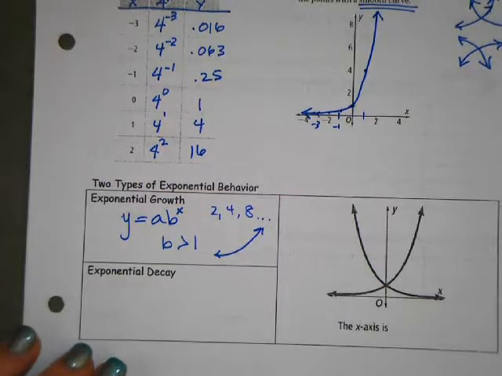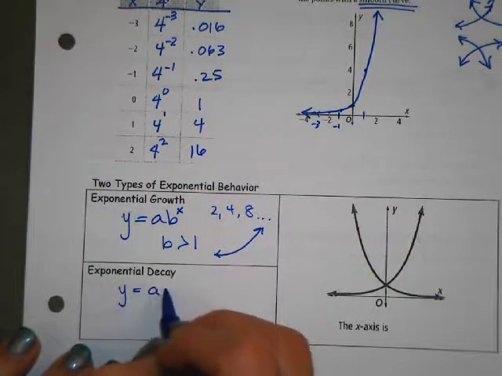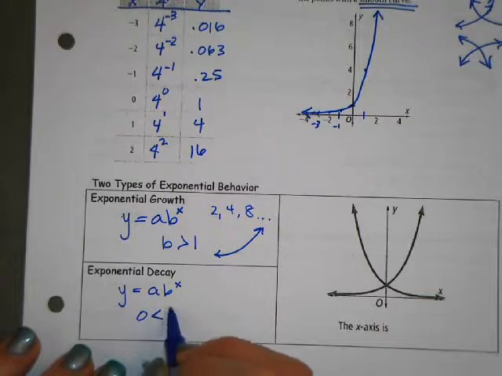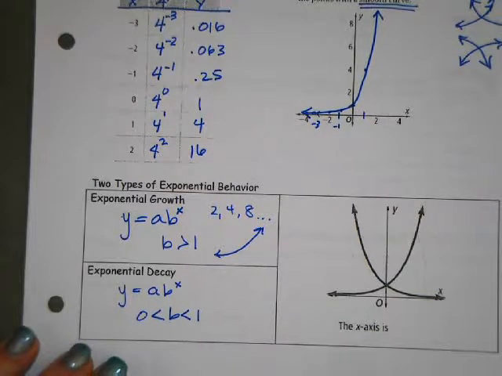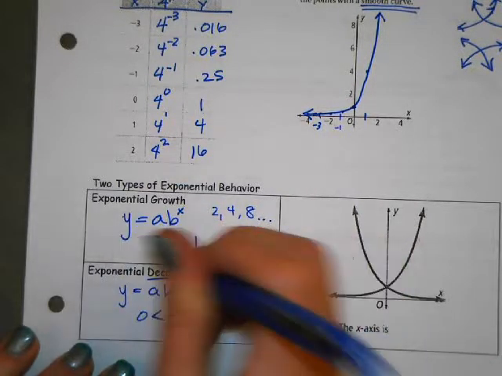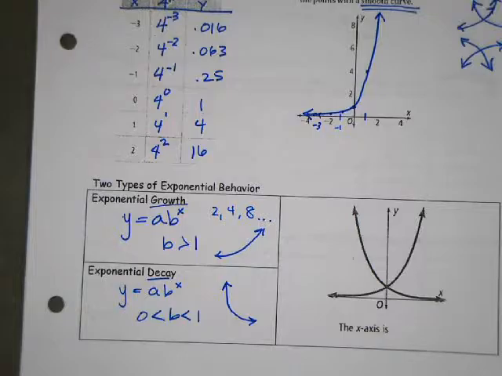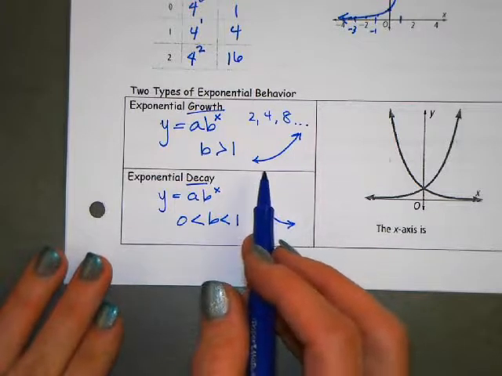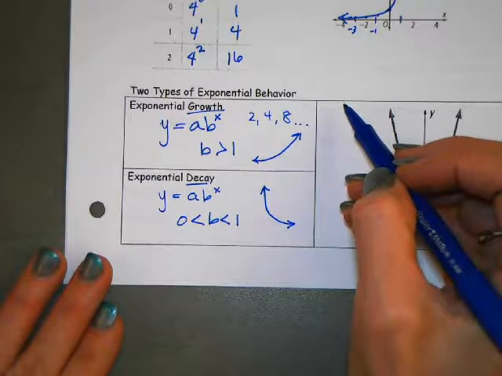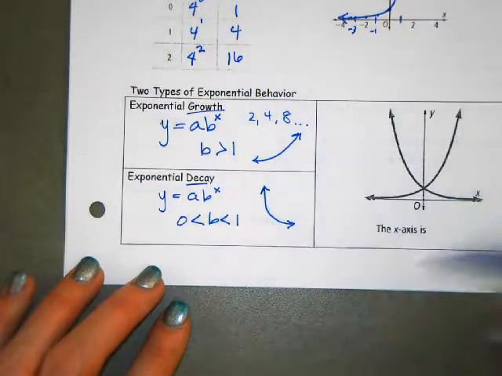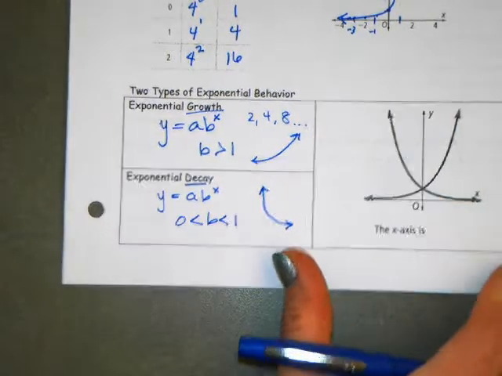Okay? If I have it where b is between 0 and 1, I'm going to have what's called decay, and it's going to go like that. I think we're used to seeing that with slope. If you have a positive slope, it goes up, right? And if you have, we call it a negative, but this is a less than 1 slope, it goes down. So it's the same type of concept.